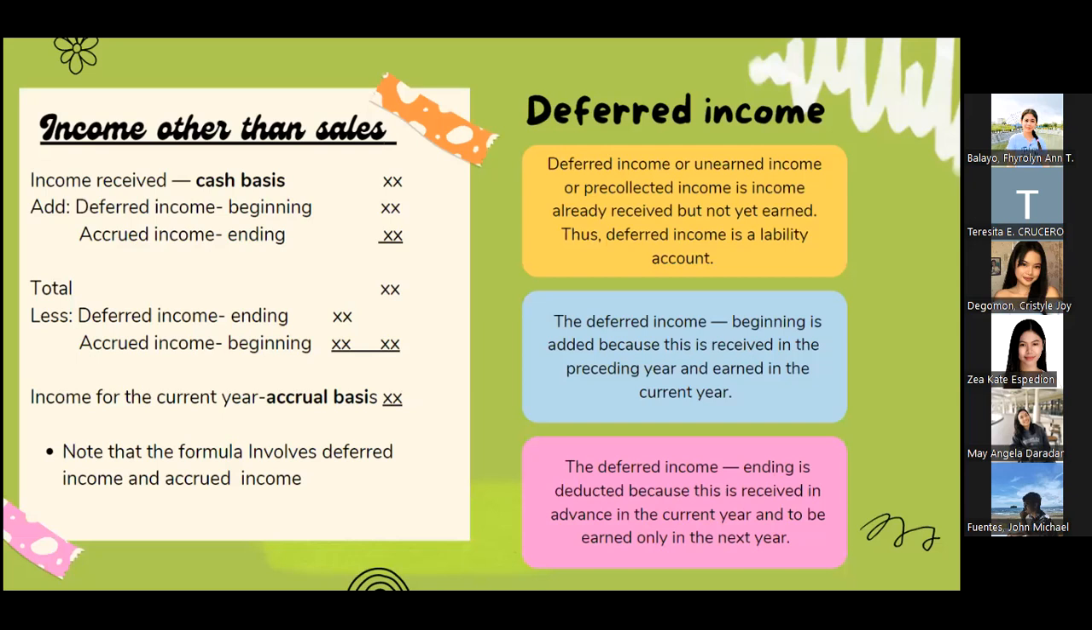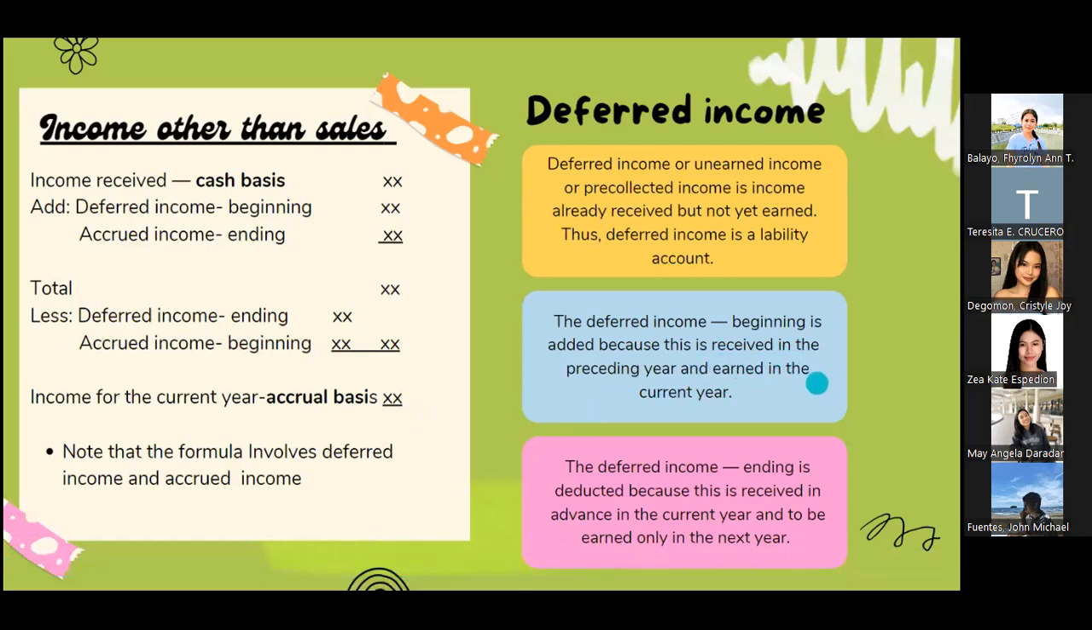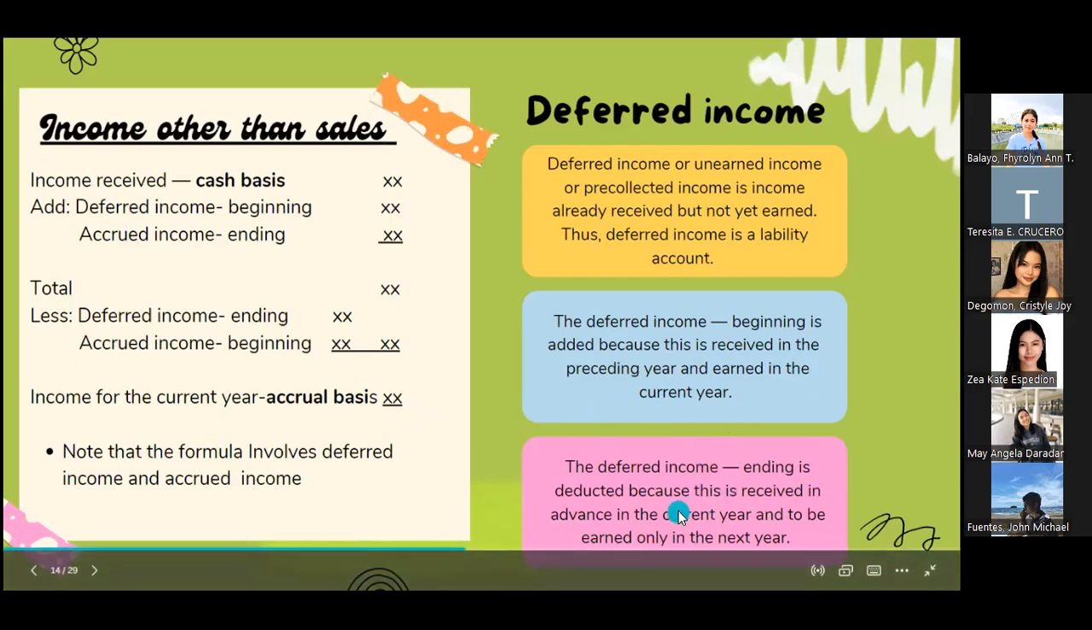Examples of deferred income are unearned rental income and unearned interest income. The deferred income beginning is added because this is received in the preceding year and earned in the current year. The deferred income ending is deducted because this is received in advance in the current year and to be earned only in the next year.